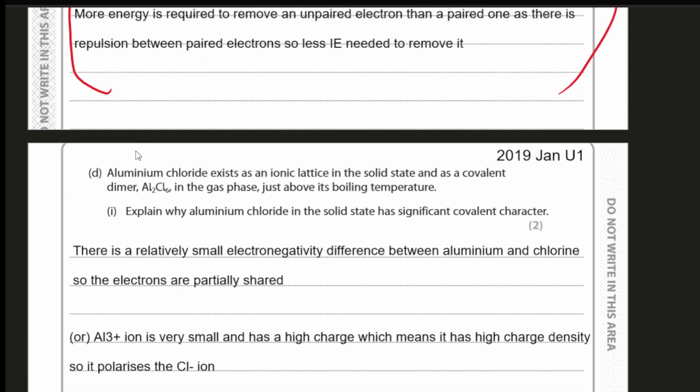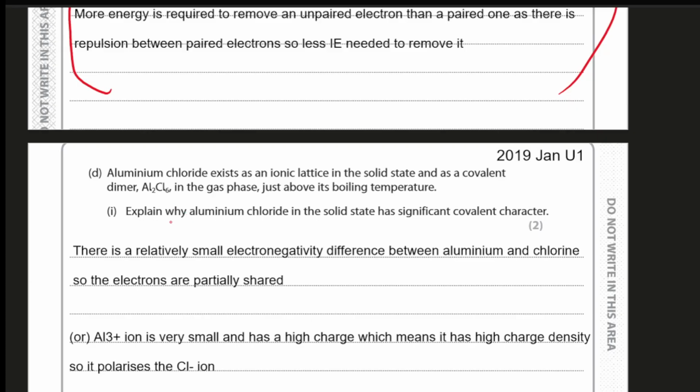Last one is from 2019 January Unit 1. They say that aluminum chloride exists as an ionic lattice in the solid state and as a covalent dimer in the gas phase, just above its boiling temperature. Now explain why aluminum chloride in the solid state has significant covalent character.